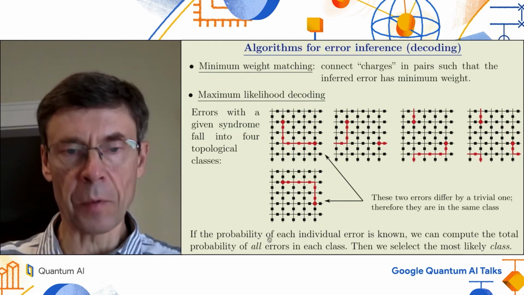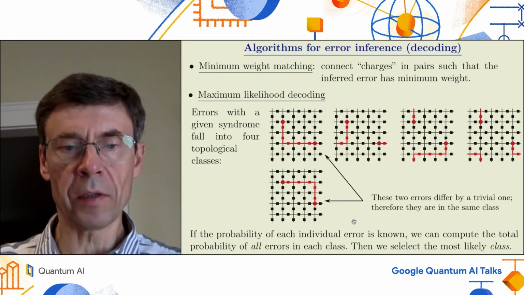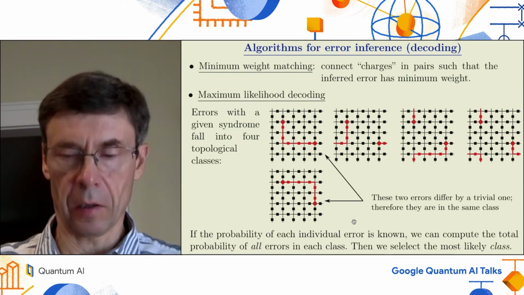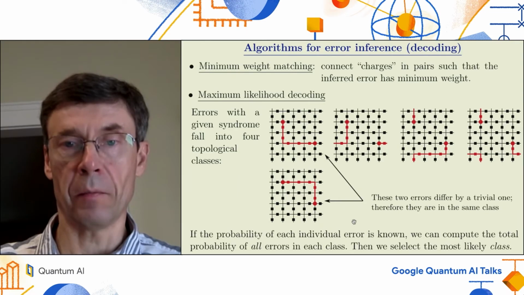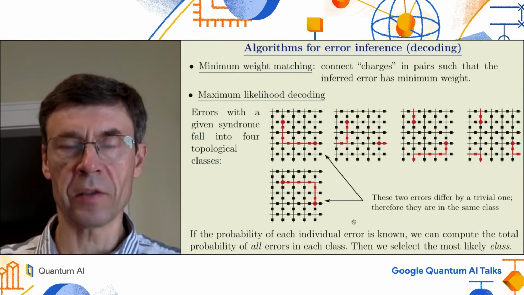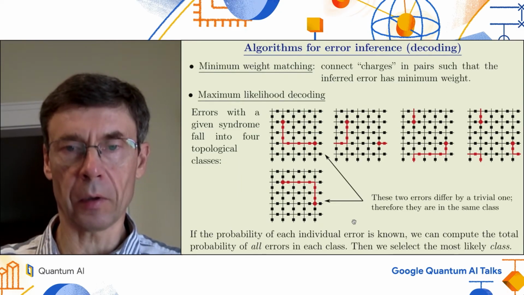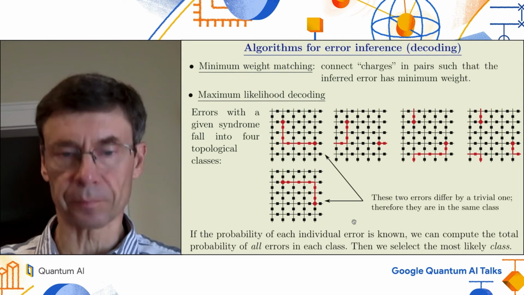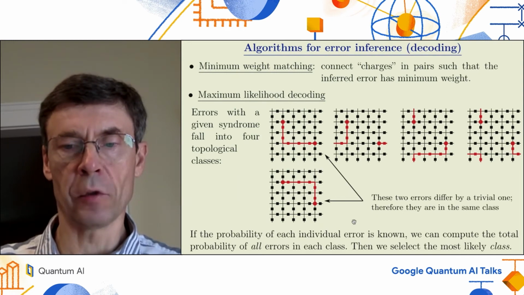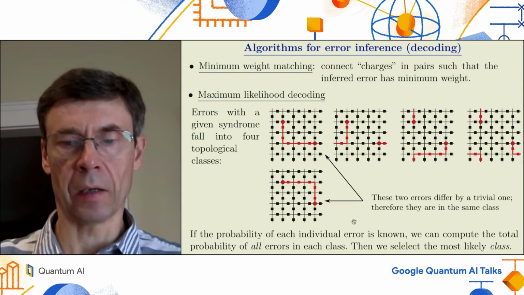Now, if the probability of each individual error is known, we can compute the total probability of all errors in each class. We just add up exponentially many numbers. It can be done by brute force. It can be done in a smarter way. There are smarter ways to decode, in particular for planar graphs. Then we select the most likely class, the class that has the greatest overall probability. That's called maximum likelihood decoding.